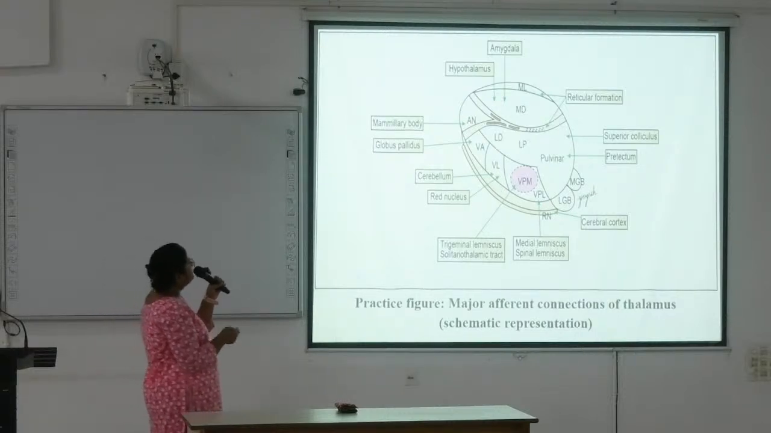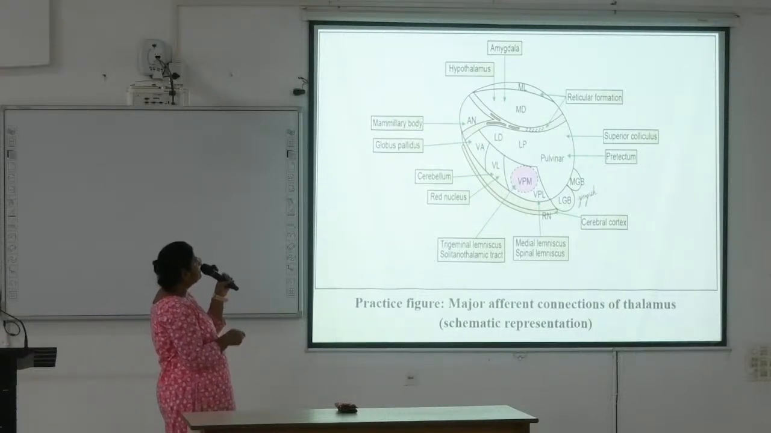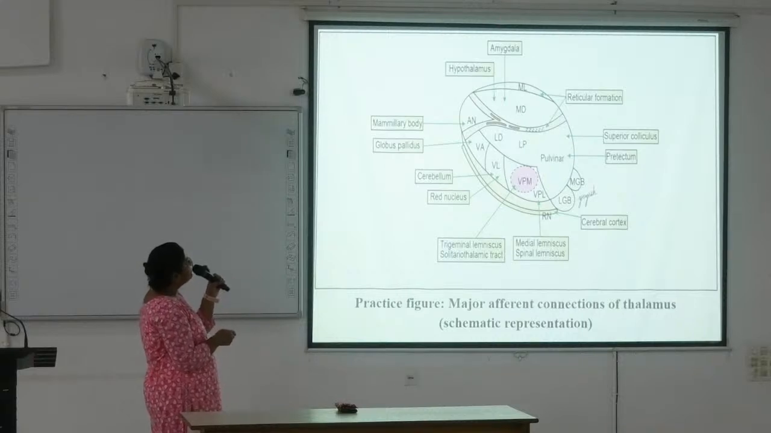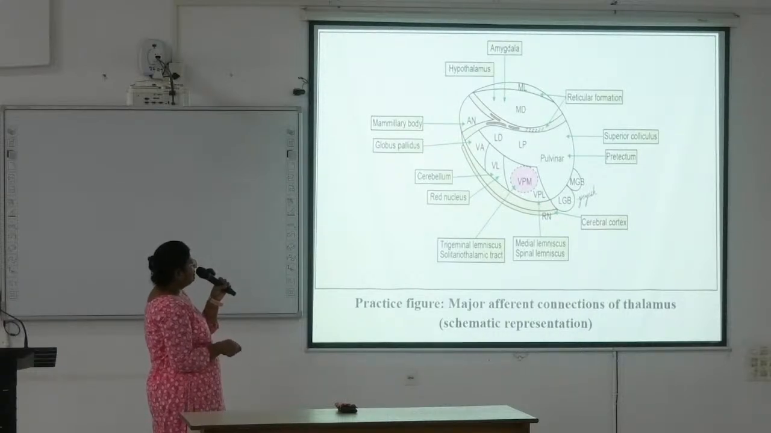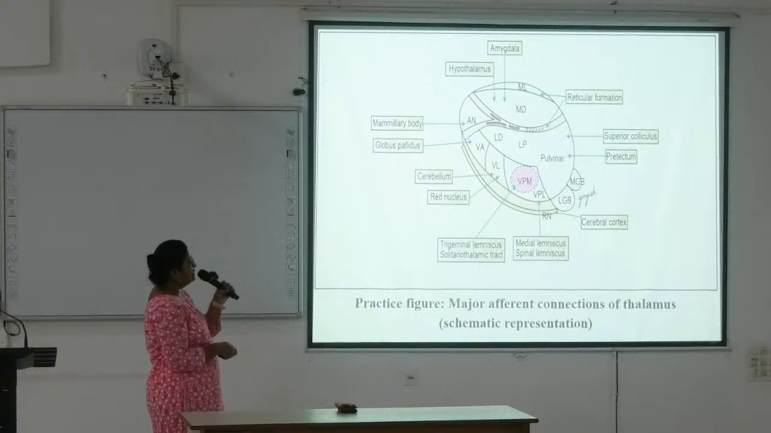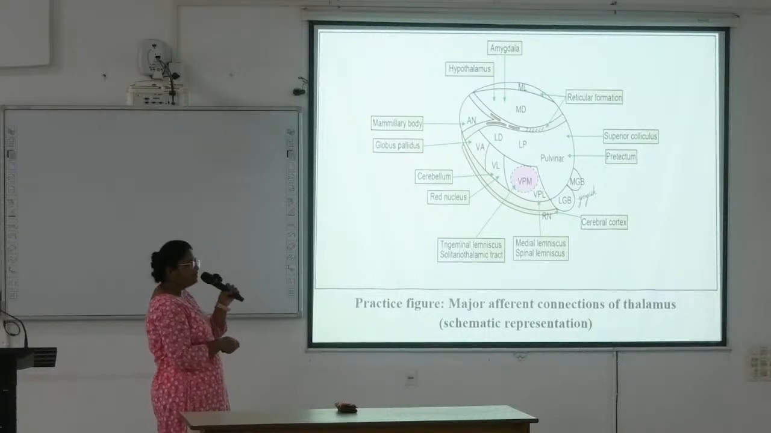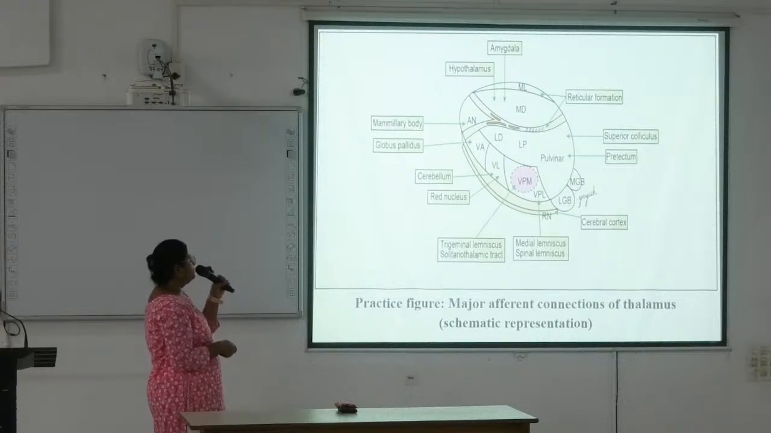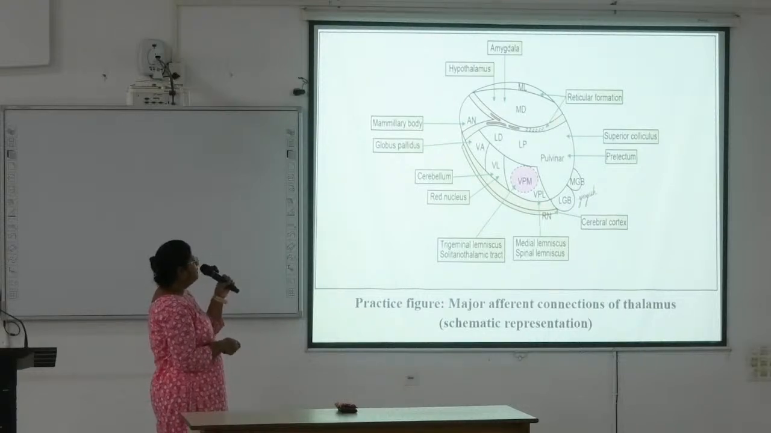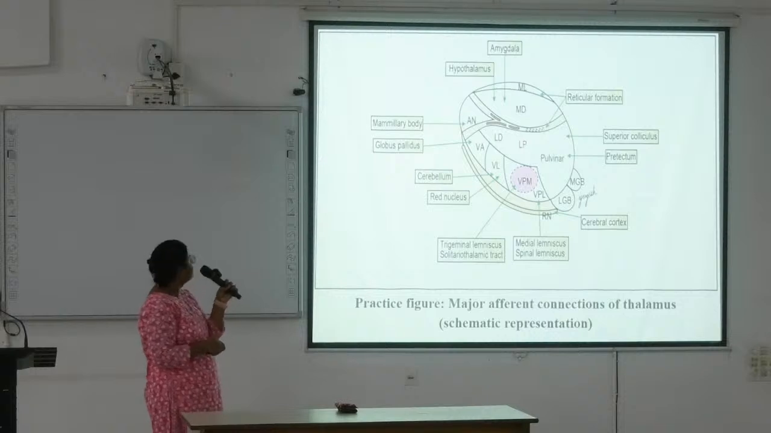So these are the afferent connections. Medial dorsal is receiving afferent connections from amygdala, hypothalamus, and reticular formation. Here this pulvinar area is getting impulses from superior colliculus and pretectum. Here cerebral cortex, medial lemniscus, spinal lemniscus are going to the ventral posterolateral nuclei. Trigeminal lemniscus, solitariothalamic tract going to the ventral posteromedial nuclei.